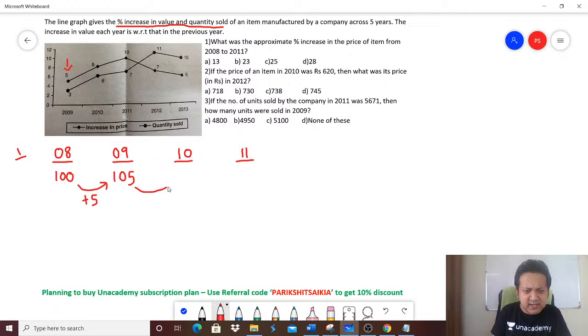Similarly, in 2010, how much has been the percentage increase? The percentage increase is 8%. So there are two ways you might wish to calculate this, right? So how can you calculate?